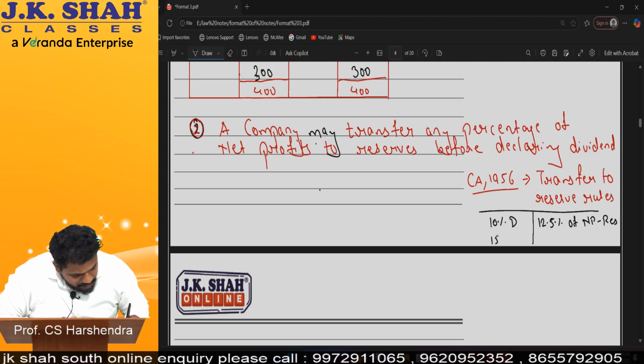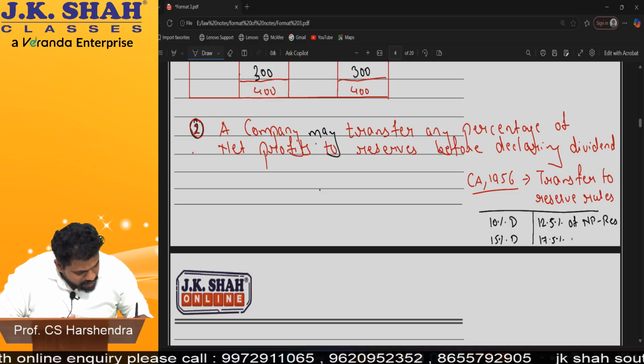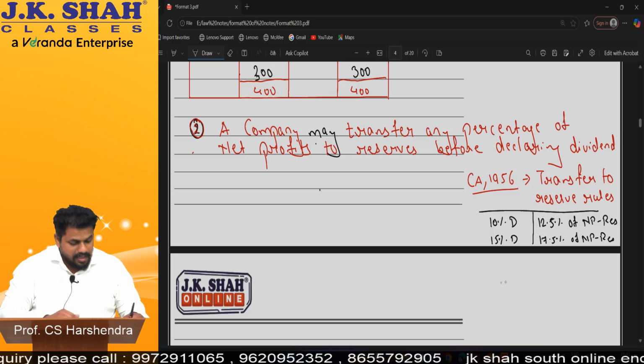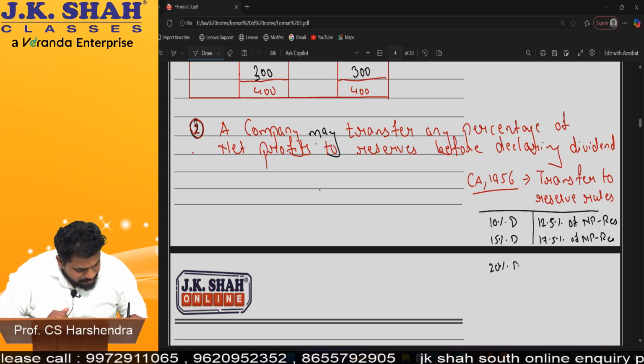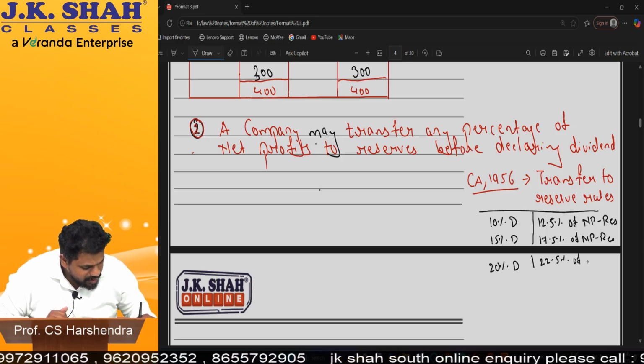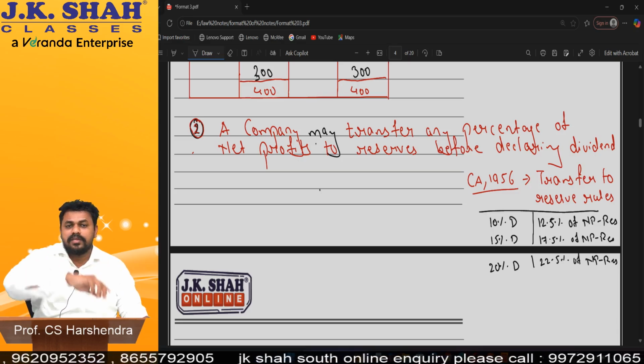For example, you are paying dividend of 15%. Then 17.5% of net profit has to be transferred to what? Reserves. If you are paying 20% dividend, then mandatorily 22.5% of net profit has to be transferred to reserve. From the rest you have to pay dividend. This was for protection of creditors.